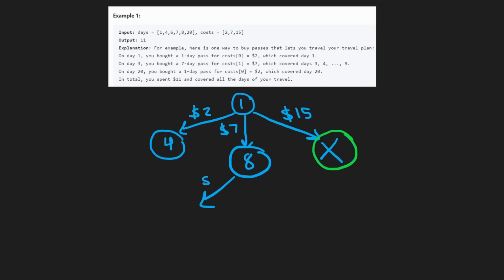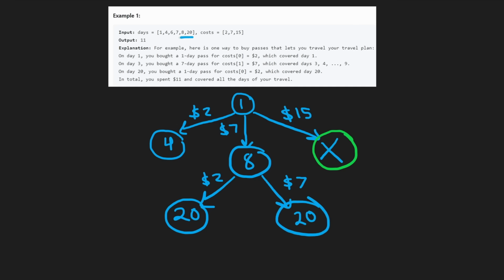And the cost of that would be $2. So then we'd be at day 20. Or we could purchase a 7-day pass for $7. And that would put us at the end, right? Or actually, that would not put us at the end because then we'd actually, again, be at day 20, right? Because from day 8, 7 days is not enough to also travel on day 20.